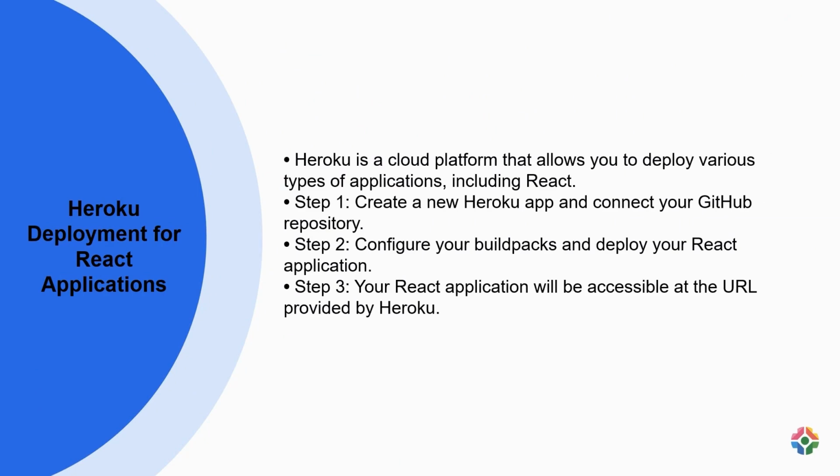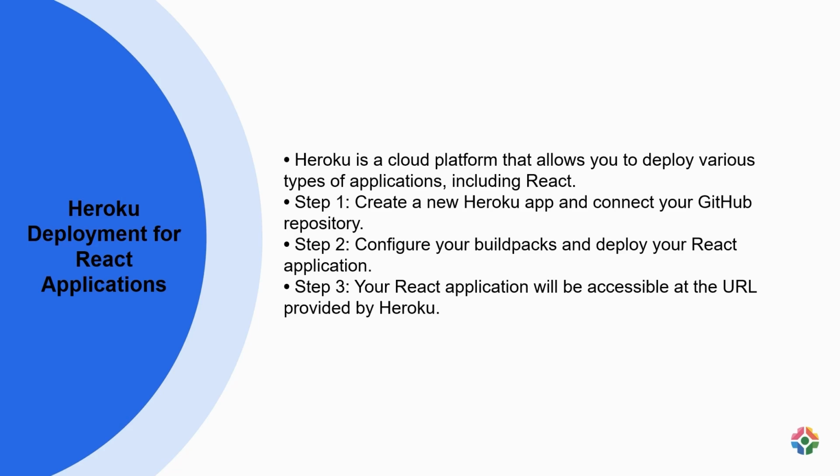Overview. Heroku is a cloud platform for deploying applications. It supports various types of applications, including React. Deployment steps. 1. Create a new Heroku app. 2. Connect your GitHub repository to the Heroku app. 3. Configure buildpacks for React. 4. Deploy your React application on Heroku. Conclusion. Once deployed, your React application will be accessible via the provided Heroku URL. Heroku simplifies the process of hosting and managing applications in the cloud.